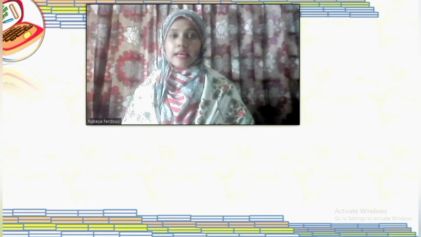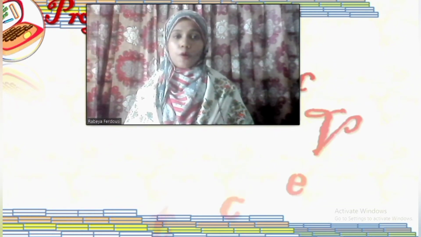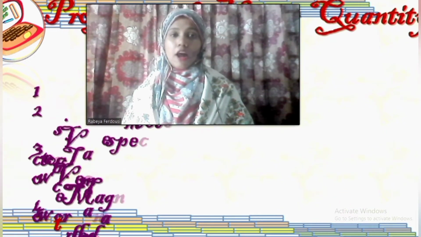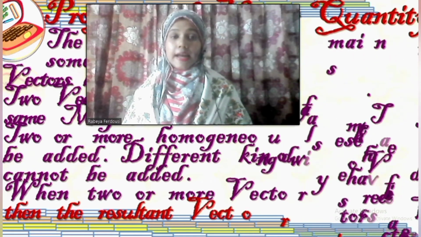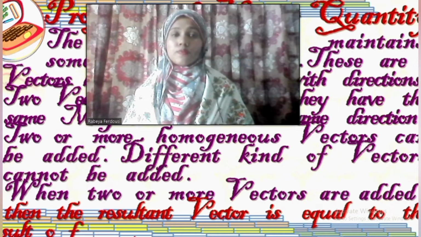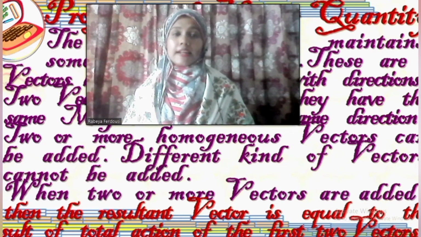Now we will discuss some properties of vector quantity. We know a vector quantity is different from a scalar quantity in terms of direction. That's why the vector quantity maintains some specific properties. First one is vectors have magnitude along with directions. A scalar quantity can be described only by magnitude, but vector quantities are described by both magnitude as well as directions. Second property is two vectors are equal if they have the same magnitude and the same direction.